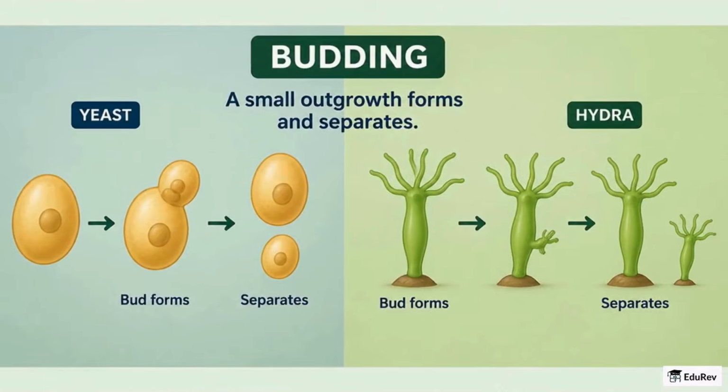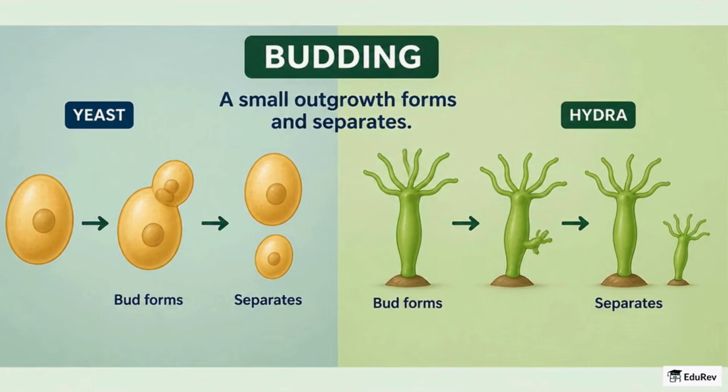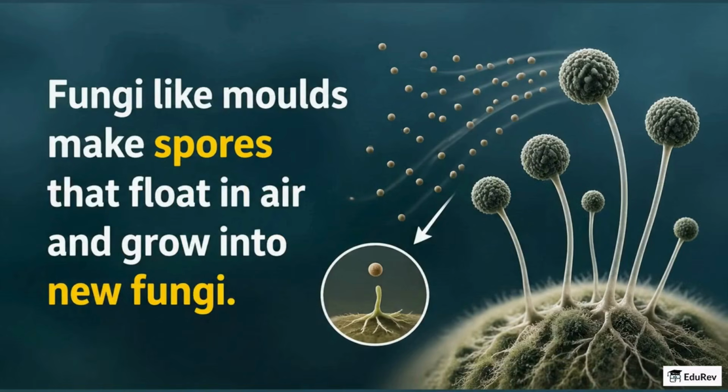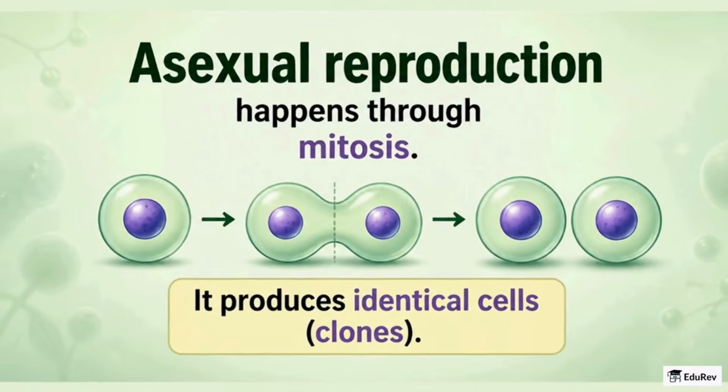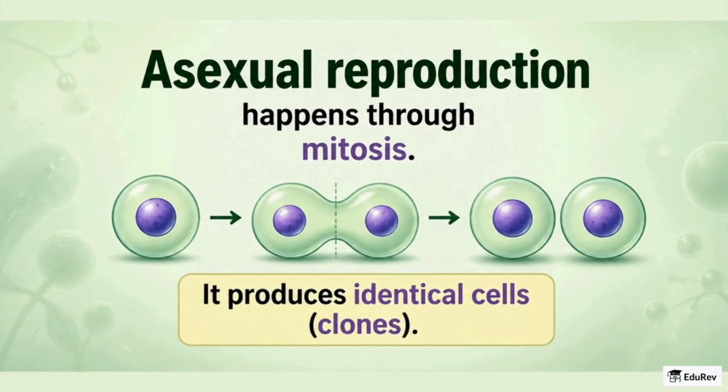Some organisms reproduce by budding, where a small outgrowth grows and then separates, as in yeast and hydra. Fungi like molds make spores that float in air and grow into new fungi when conditions are right. The cell process that makes offspring in asexual reproduction is mitosis, which makes identical daughter cells called clones.